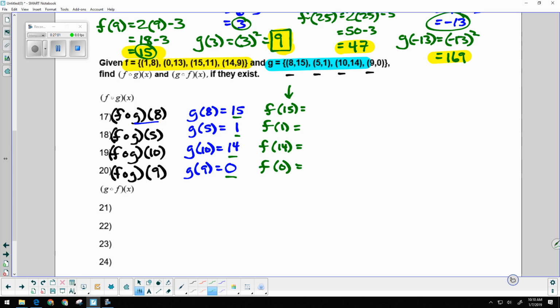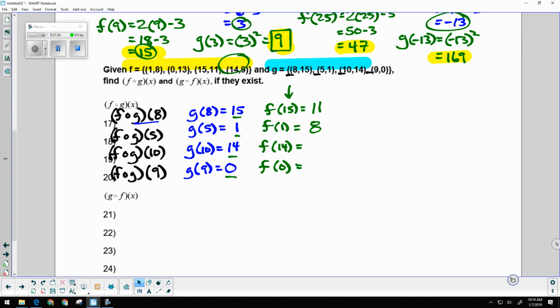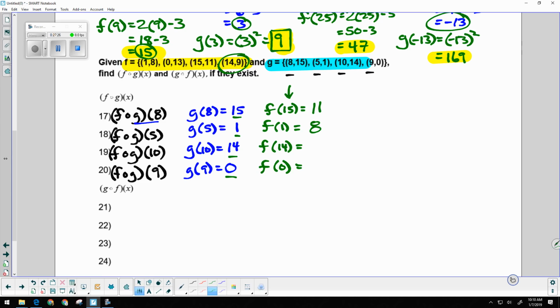If we look at the function f of x, when 15 is my x-coordinate, 11 is my y-coordinate. When 1 is my x-coordinate, 8 is my y-coordinate. When 14 is my x-coordinate, 9 is my y-coordinate. And then finally, when 0 is my x-coordinate, 13 is my y-coordinate.